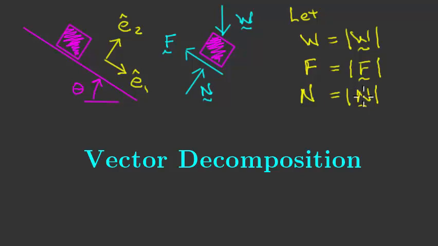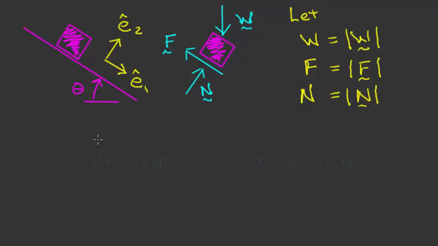And once again, we will let the scalars W, F, and N represent the magnitudes of the weight, the friction force, and the normal force, respectively. So this time I'm going to start with the normal force. The normal force is perpendicular to the ramp. Notice that the e hat 2 direction is also perpendicular to the ramp. So therefore I can write the normal force simply as N in the e hat 2 direction, right? There's no component of this normal force in the e hat 1, so that's it.